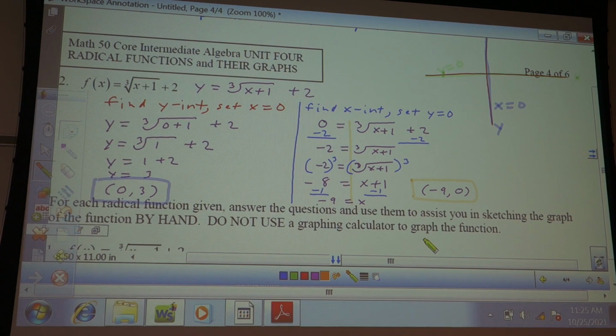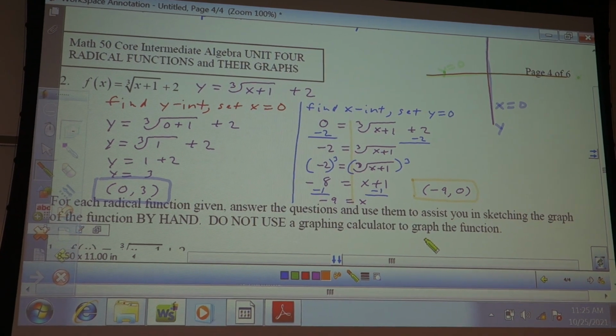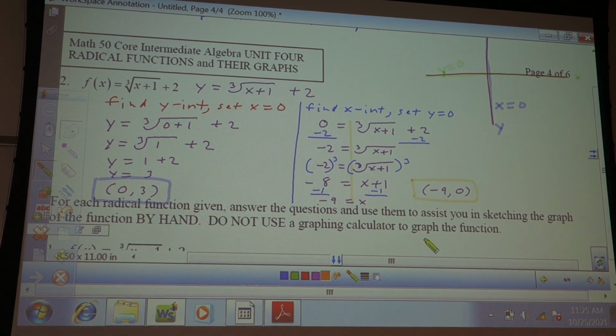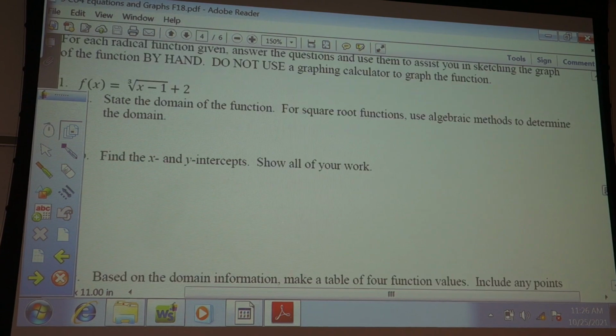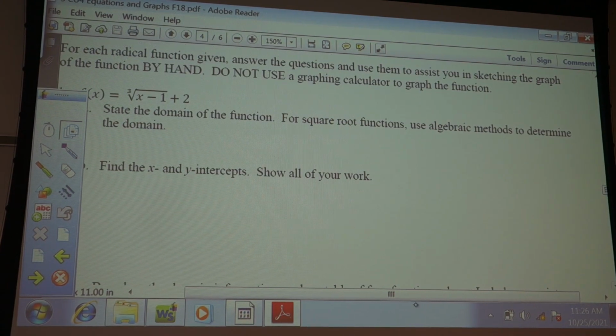How are we doing over here? Okay. So let's take a look at, I feel like we did one of these maybe. Did we do number 1 here? No, we didn't do any of this? No, nothing further. Okay.